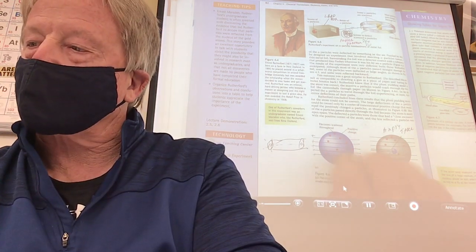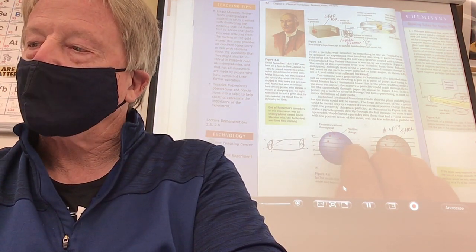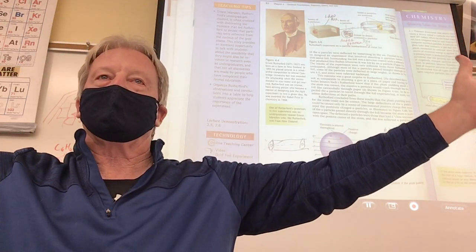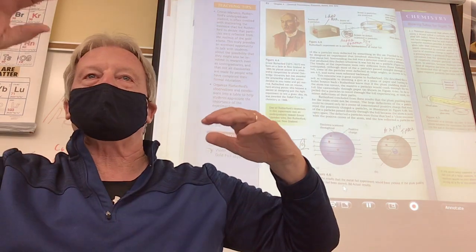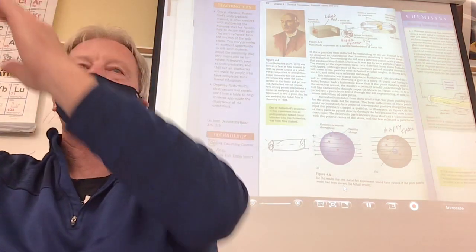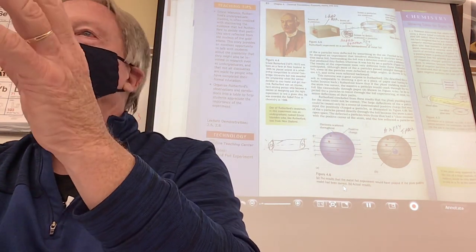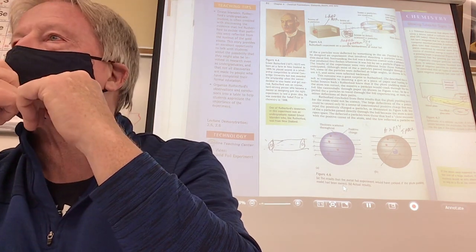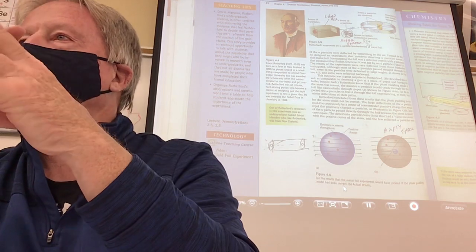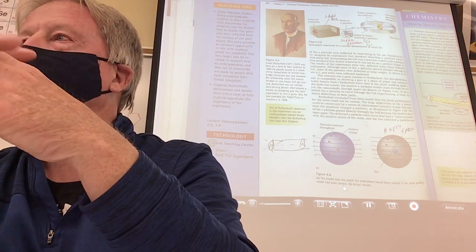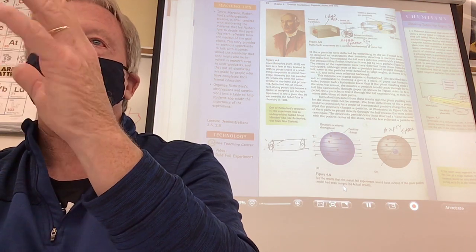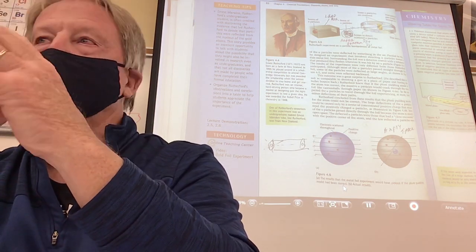Now, if this was the case, and you try to go through plum pudding, and the whole pudding is positive, wouldn't all of them be deflected? It'd be deflected all over the place. Here's a positive plum pudding, around like that. Anyway, almost every one of them went straight through. He said, there's only one way I could explain that. Most of the atom must be empty space. No one has said that before. Most of the atom must be nothingness.